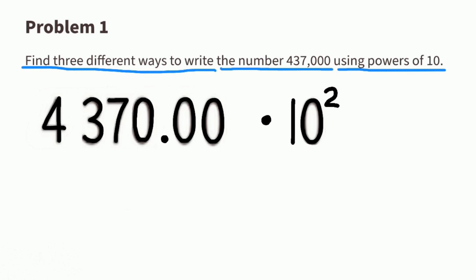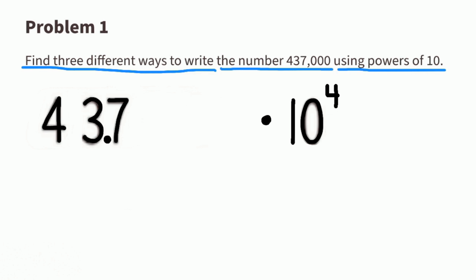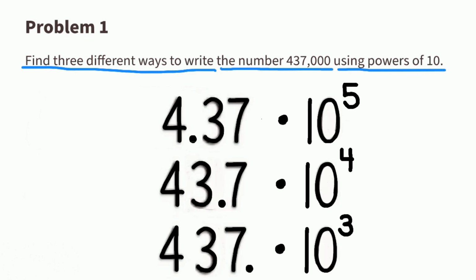Move it one more time and you have 4,370 times 10 to the power of 2. Move it a third time and you have 437 times 10 to the power of 3. Move the decimal to the left a fourth time and you have 43.7 times 10 to the power of 4. Move the decimal a fifth time and you have 4.37 times 10 to the power of 5, which is written in scientific notation.